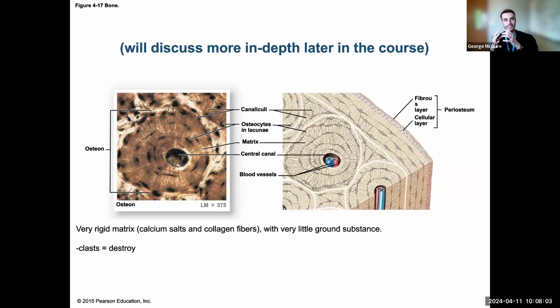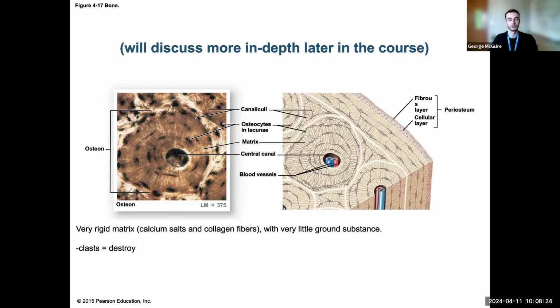Those osteocytes exist within lacunae, which we can kind of see here. These little black parts are the osteocytes. They're completely surrounded by matrix. So they have their own little lacunae, little pockets that they exist in. We also have osteoclasts, which do the opposite. Osteoblasts produce more matrix. Osteoclasts are going to break down that matrix.